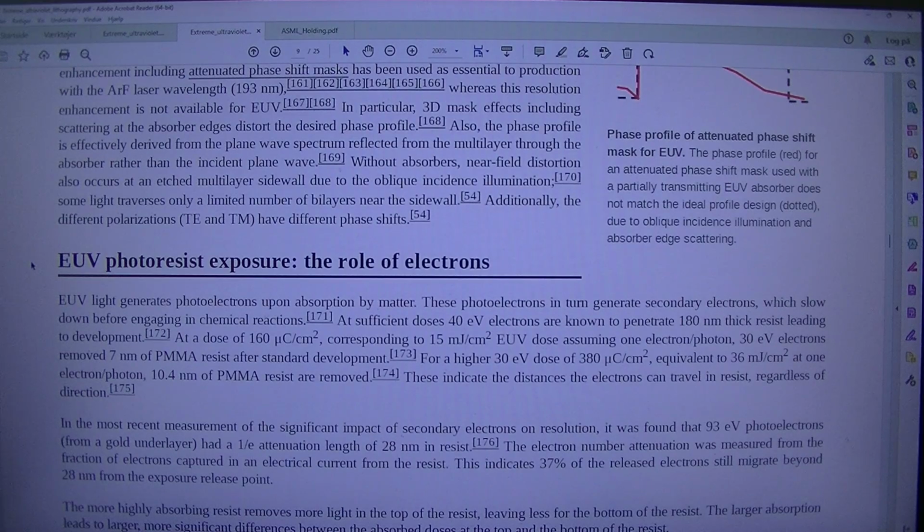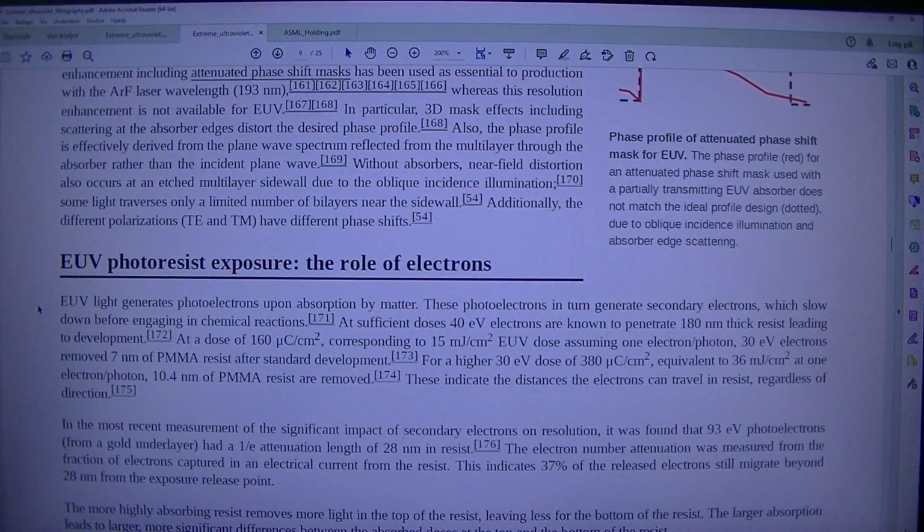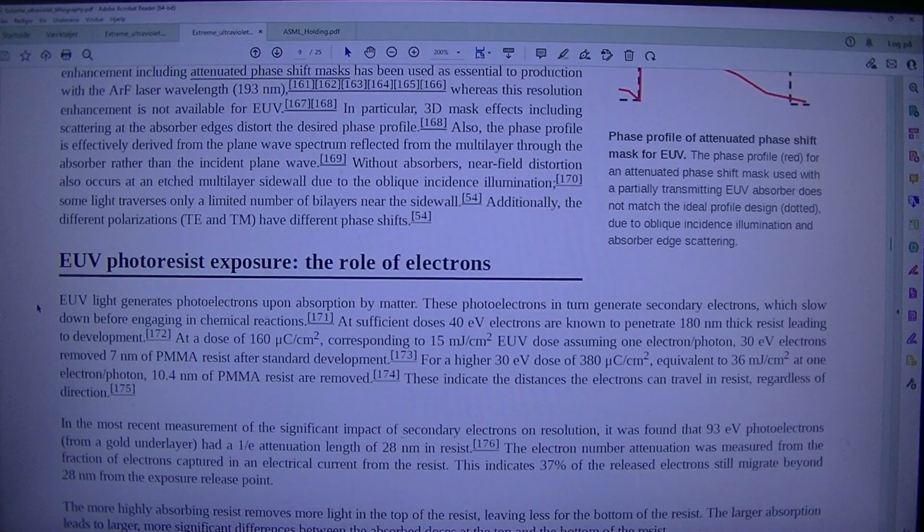EUV photoresist exposure, the role of electrons. EUV light generates photoelectrons upon absorption by matter. These photoelectrons in turn generate secondary electrons, which slow down before engaging in chemical reactions.